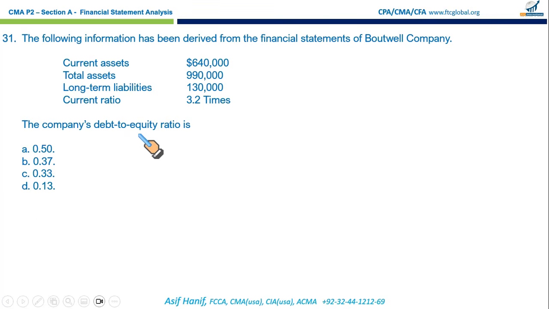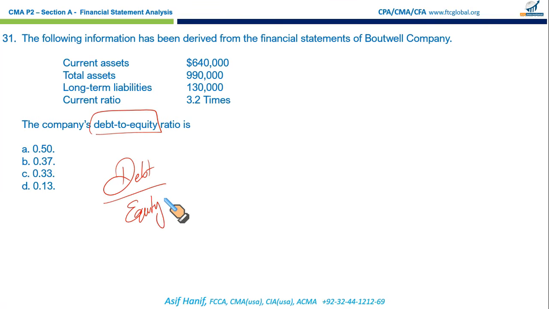What is needed? Debt to equity. Fine. The following information has been derived from the financial statements of Bothwell Company. Current assets are given, total assets are given, long-term liabilities are given, and the current ratio is given. We need to find out the debt to equity ratio. Debt over equity.